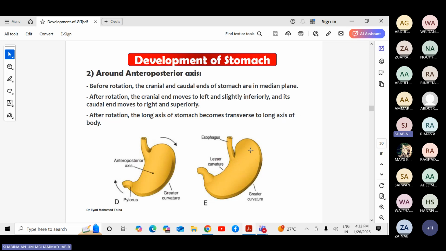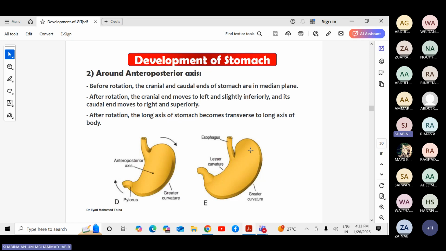With this longitudinal rotation, there is one more rotation happening over the anteroposterior axis. Why is this rotation important? To bring the stomach to its transverse position. If you remember, in many models and many pictures the stomach is lying transversely. But when we are talking, we say that the stomach is in the median plane. So this is the anteroposterior rotation.